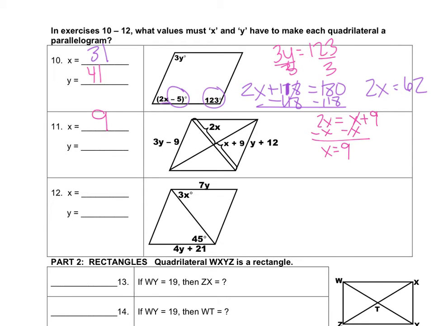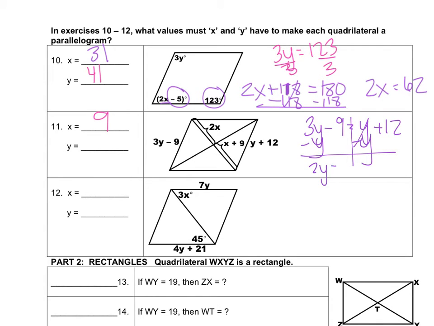And then if you're looking for y, these are the side lengths. Okay, opposite sides are equal, so set those equal to each other. Okay, let me get this problem out. So we have 3y minus 9 equals y plus 12. Okay, subtract the smaller variable on both sides. So you have 2y minus 9 equals 12.